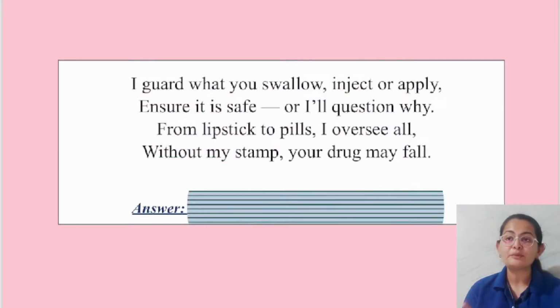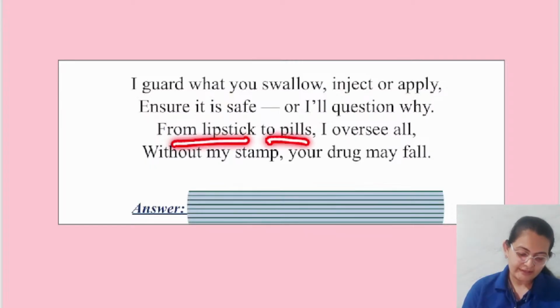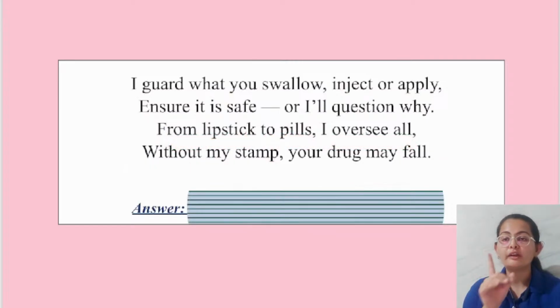Without my stamp, your drug may fall. Who am I? Which act am I? This is which particular act? Can you people let me know?